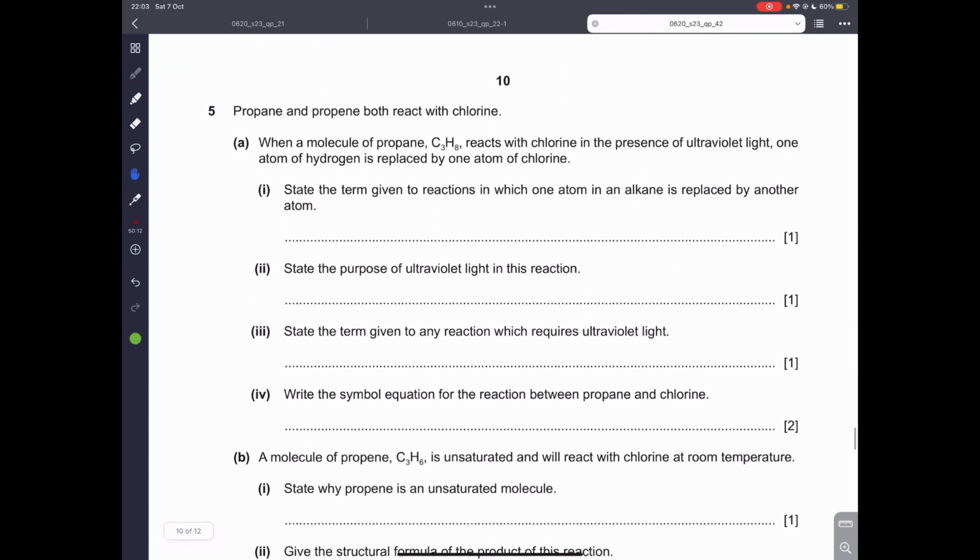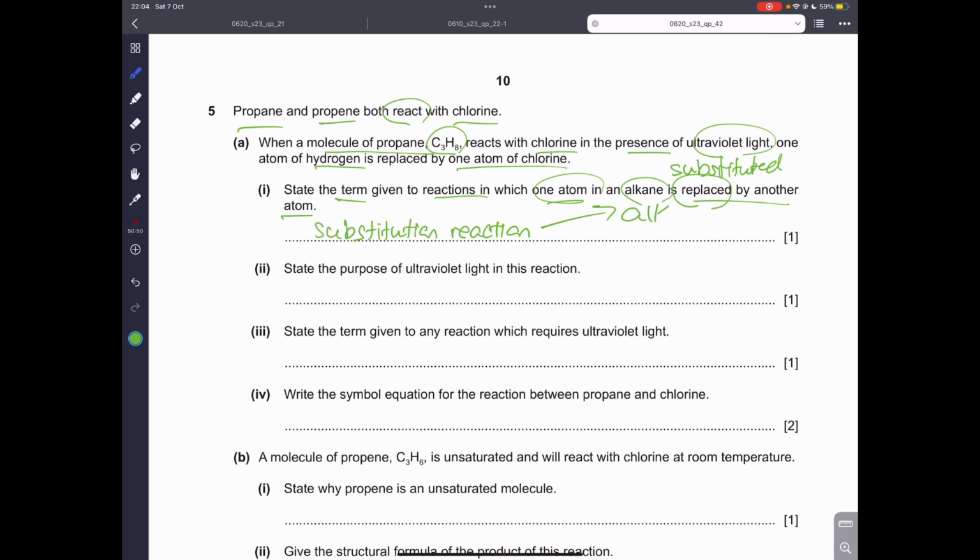5. Propane and propene both react with chlorine. When a molecule of propane, C3H8, reacts with chlorine in the presence of ultraviolet, one atom of hydrogen is replaced by one atom of chlorine. State the term given to the reaction in which one atom of an alkane is replaced by another atom. So basically this is being replaced or substituted. So we call this a substitution reaction. And this only occurs in alkanes.